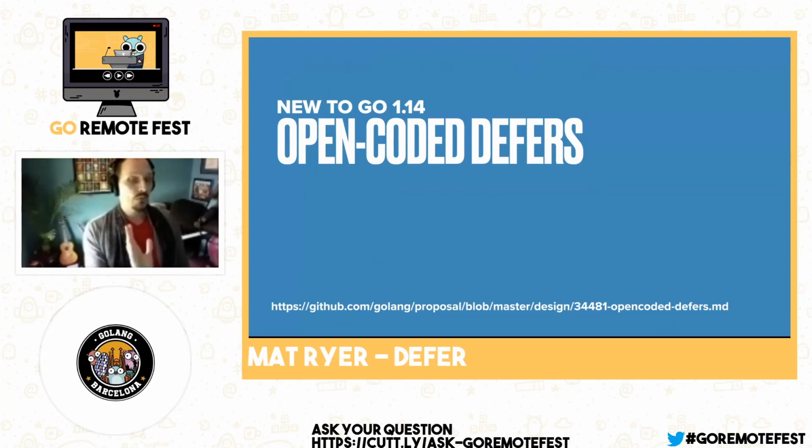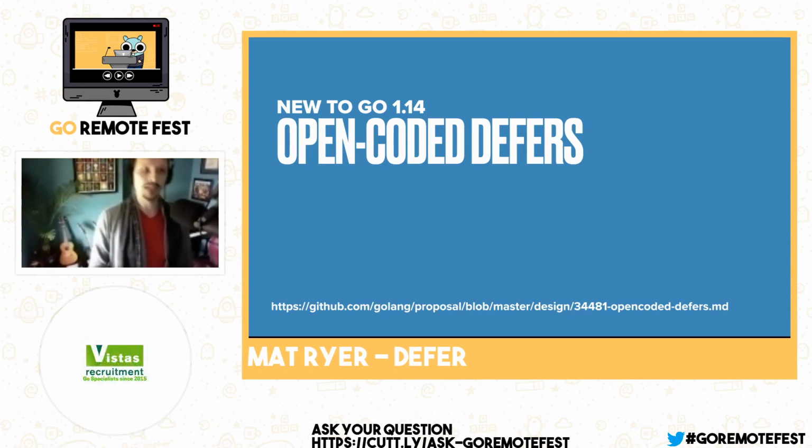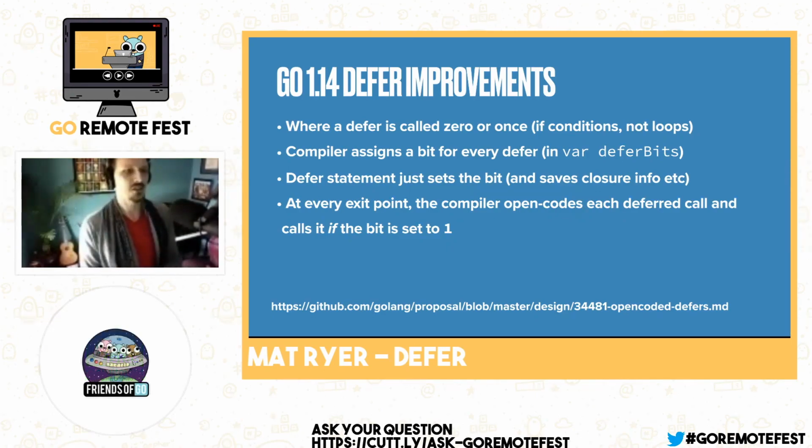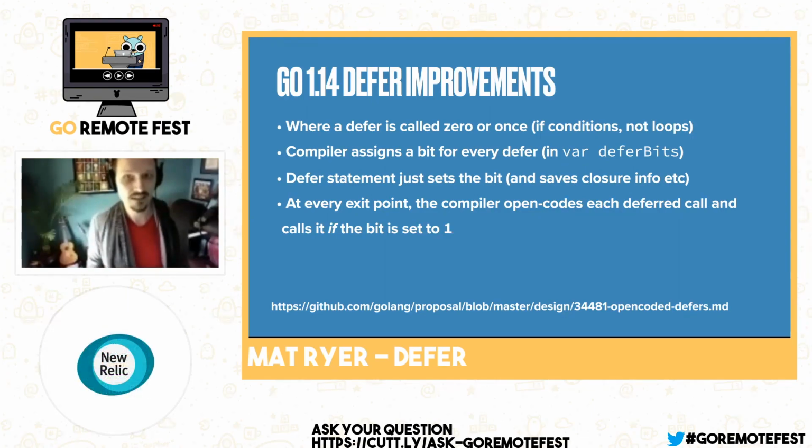And so we do have a solution to this in Go 1.14, thanks to the hard work of Dan Scales and the team. And this is really cool, I think. Where a defer is called 0 or 1 times, i.e., it's conditional, this doesn't address loops, this optimization. The compiler will assign a bit for each of the defers in a variable, which I like the name of, called defer bits, I think is appropriate. The defer statement just sets the bit.